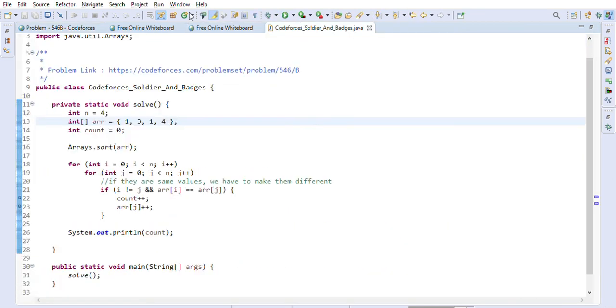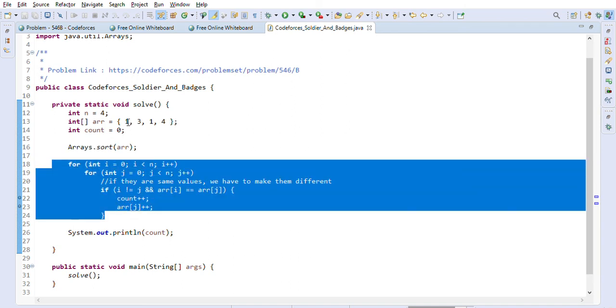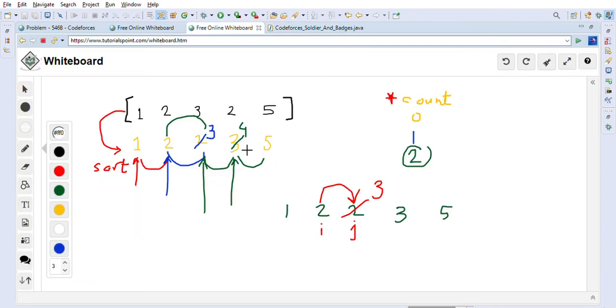We first use sorting of the arrays, and then we just use these two for loops to check if there are any consecutive elements which are the same, right? Like consecutive elements, like 2 and 2. Once we make it 3, then 3 and 3 will also be consecutive and the same, right? So we have to again change this 3 to 4.